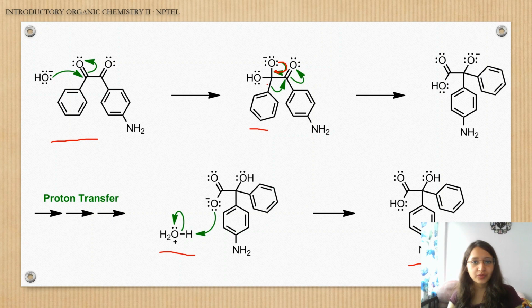So first of all, in the basic condition, the base acts as a nucleophile and attacks this carbonyl carbon. After that, this O minus is generated, and then this phenyl ring migrates towards the adjacent carbon, and the acid is formed here. Protonation takes place, and after that the benzilic acid is formed. Is the mechanism clear?